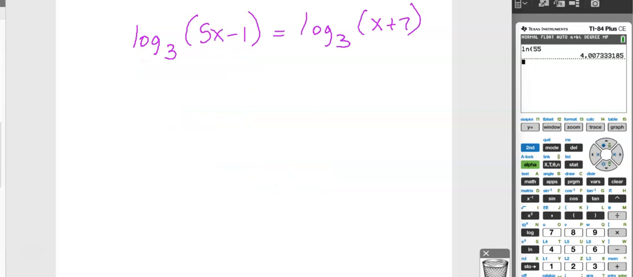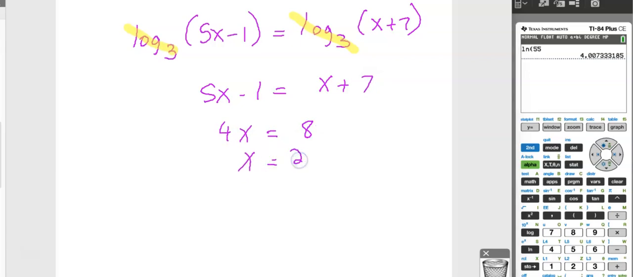Same thing here, discussed earlier. We had log base 3, log base 3. They're both equal to one another. So that means 5x minus 1 equals x plus 7. And then you can easily solve this. But I want to say it again. I've said it at least once. Make sure you always plug it back in to make sure it actually works.